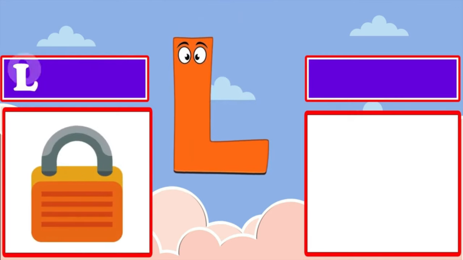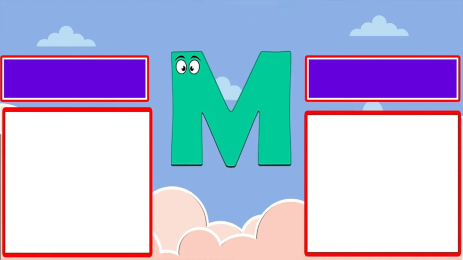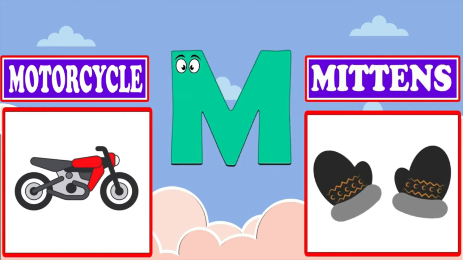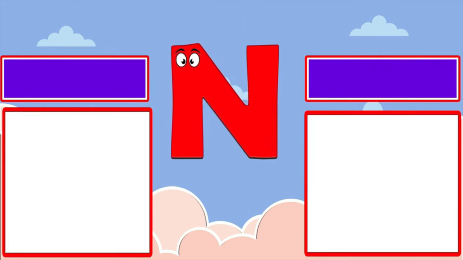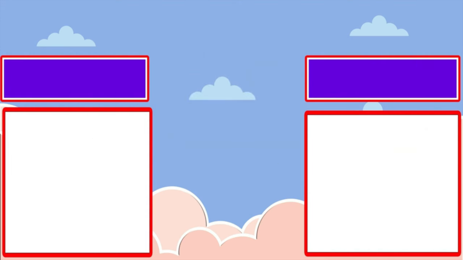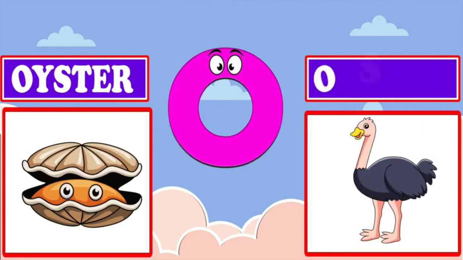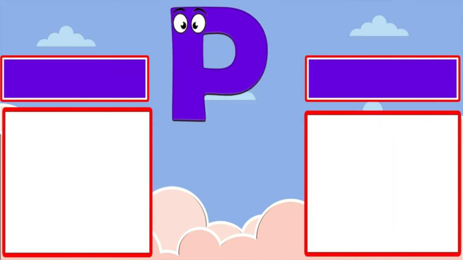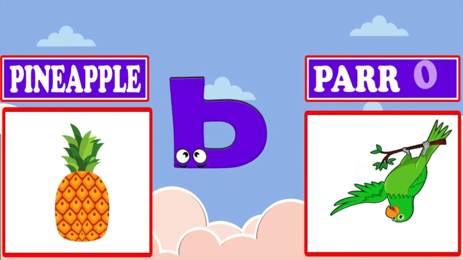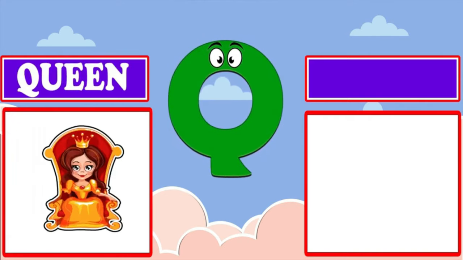L for lock. Ladybug. M for motorcycle. Mittens. N for napkin. Net. O for oyster. Ostrich. P for pineapple. Parrot. Q for queen. Quail.